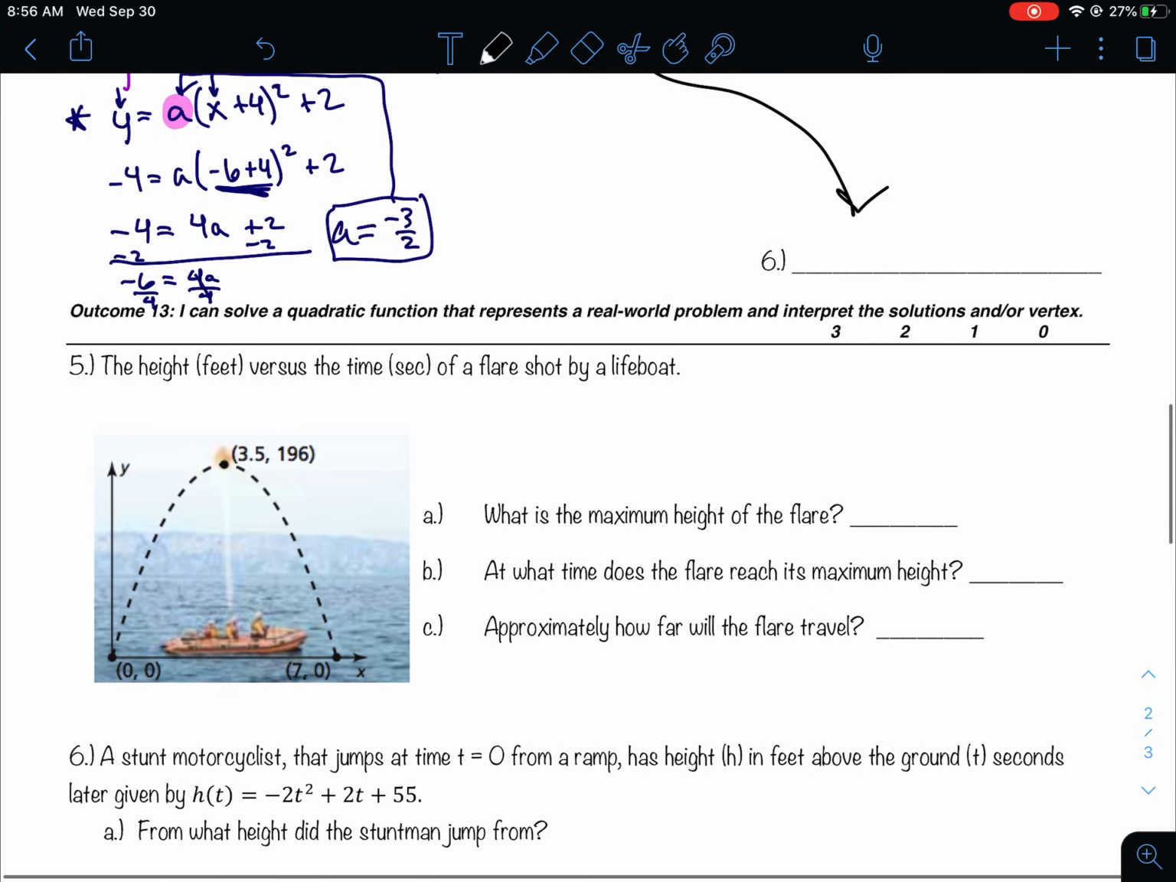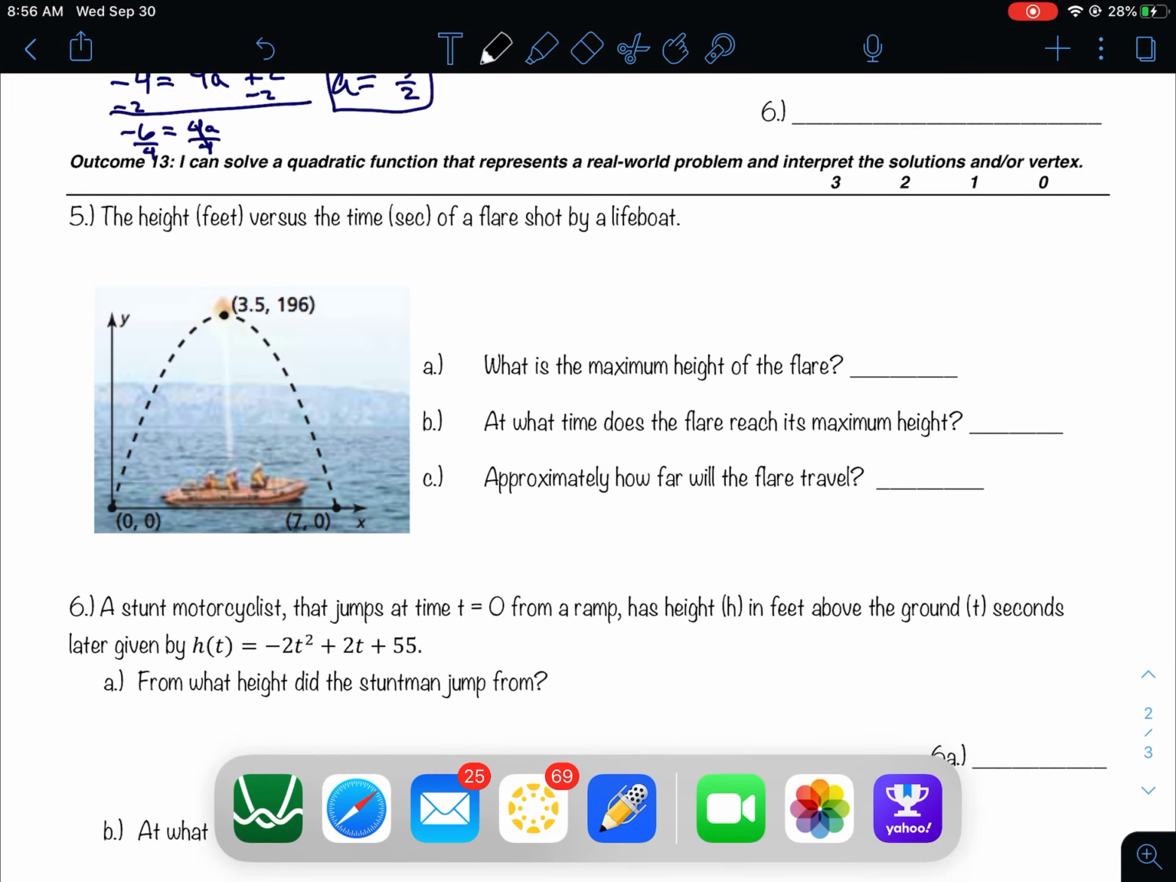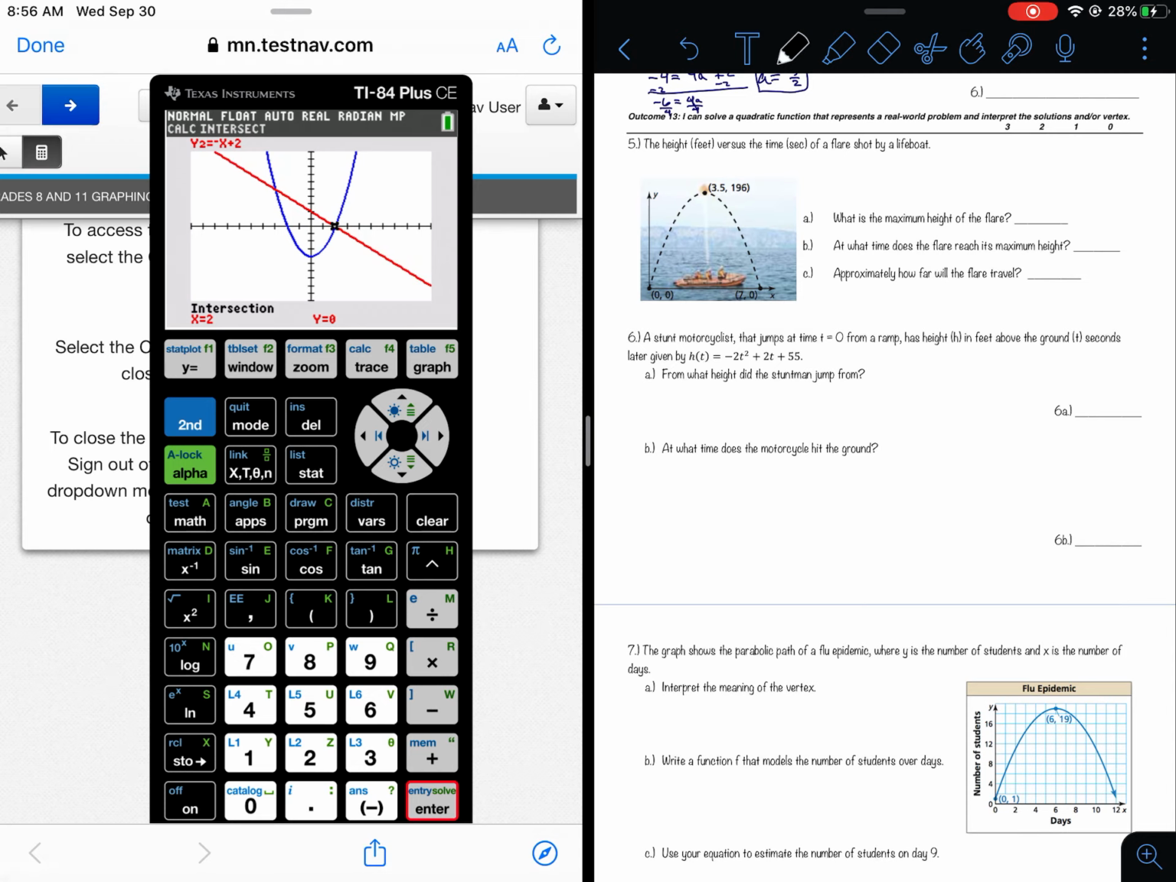Okay. Now on to outcome 13. Outcome 13 you've not had a quiz on. We just learned outcome 13 in the last class. This is where our graphing calculator is going to come in. So I'm going to bring this up again. Bring up our graphing calculator. Okay. Let's clear out of there.